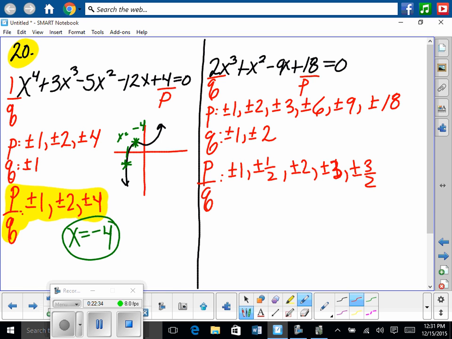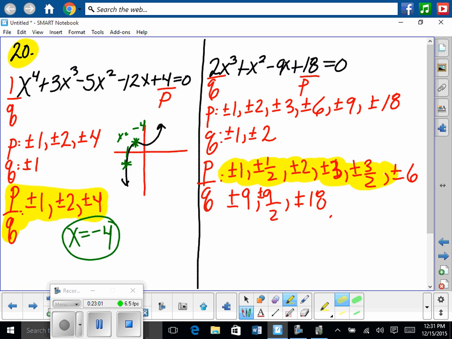6 divided by 1 is 6. And then 6 divided by 2 is 3. We've already listed 3. 9 divided by 1 is 9. 9 divided by 2 is 9/2. And then 18 divided by 1 is 18. And then 18 divided by 2 is 9, which we've already listed. So these are the possible rational zeros. So that's a piece of the answer. You've got to be able to list all possibilities.